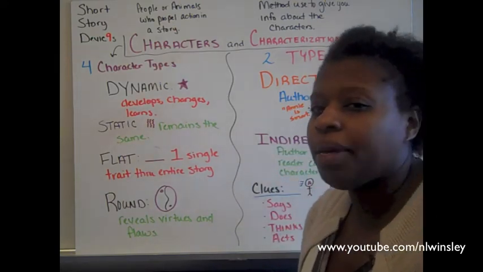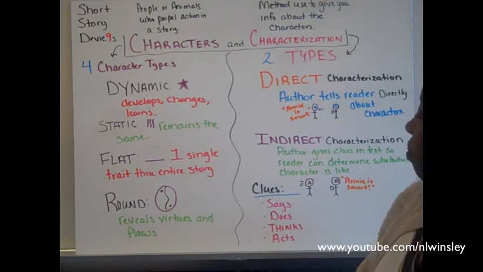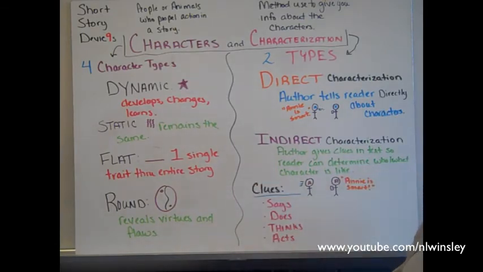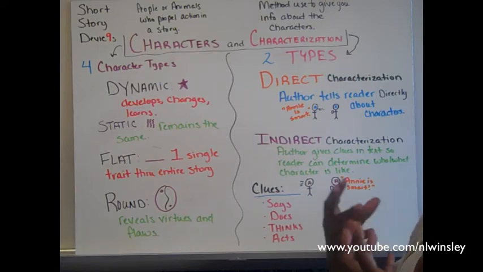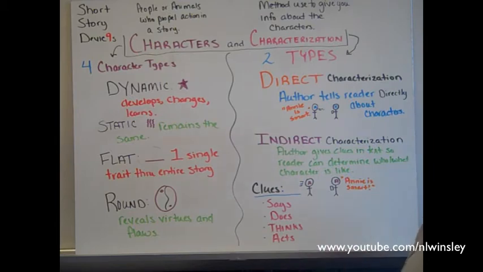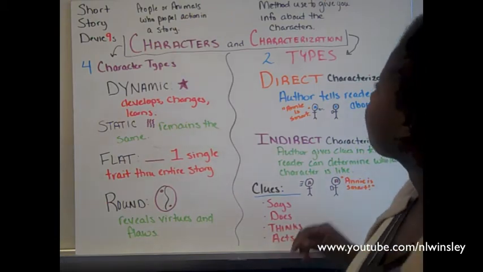The second type is indirect characterization. Indirect characterization is where the author gives clues in the text so the reader can determine who or what the character is like. Now, what are the clues the author can use? The author can use what the character says, what the character does, what the character thinks, and how the character acts. The author uses these clues, the reader reads them in the text, and determines Annie is smart.